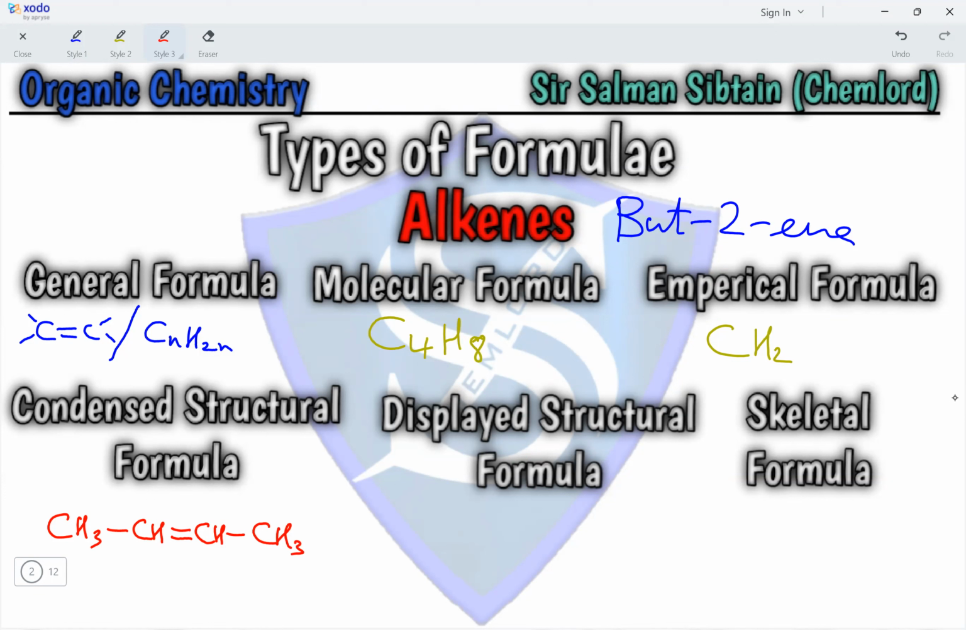Now, in order to display this structure, we would have four carbon atoms in a straight chain, a double bond between the second and third carbon atom, one hydrogen each on the two double bonded carbon atoms, and three hydrogen atoms on each of the remaining carbon atoms. So this gives us a displayed formula containing four carbon and eight hydrogen atoms. And finally, the skeletal formula of but-2-ene would be like this, with a double bond present between the second and the third carbon atom.